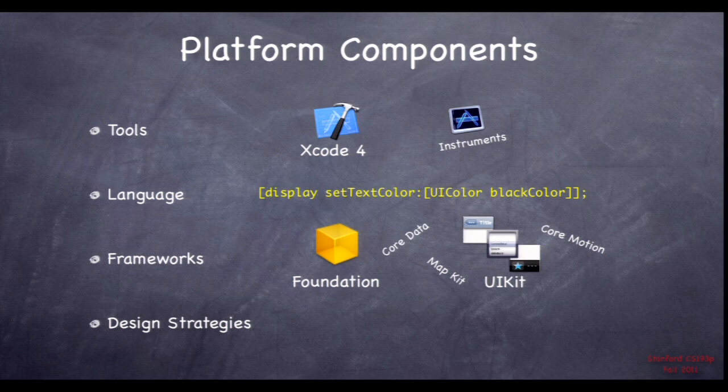So there's the Foundation framework, which is where array and dictionary and all that is. There's the UIKit, which is where sliders and buttons and views are. Core Data, object-oriented database access. MapKit, a bunch of objects for doing Google Maps. Core Motion, a bunch of objects for measuring the motion of the device, gyro and accelerometer and all that stuff. So we're going to learn a lot of different frameworks.